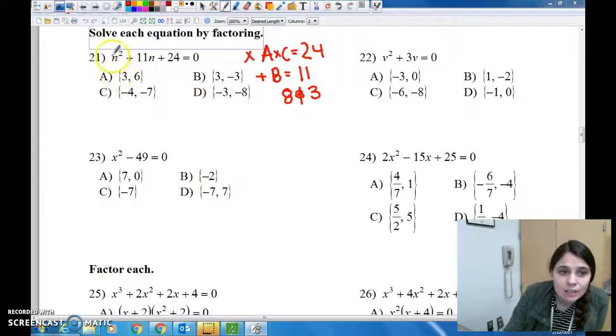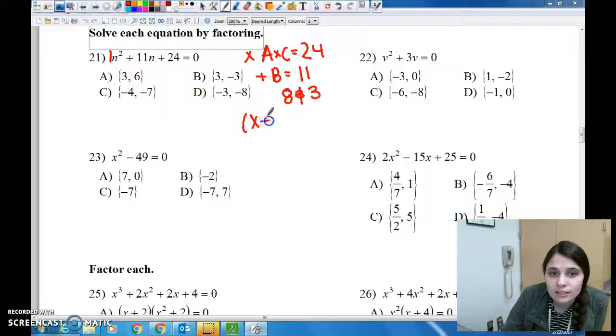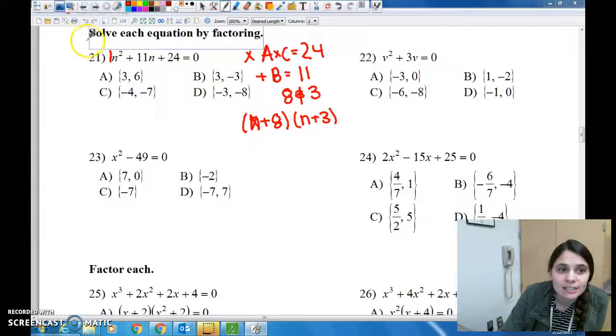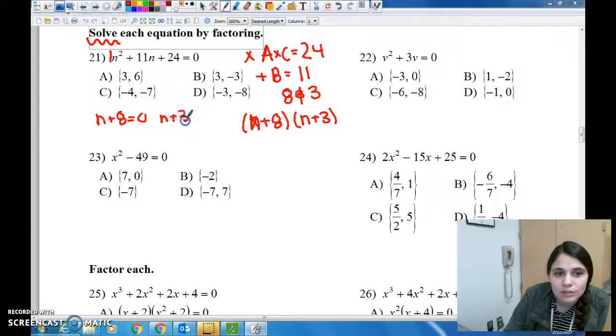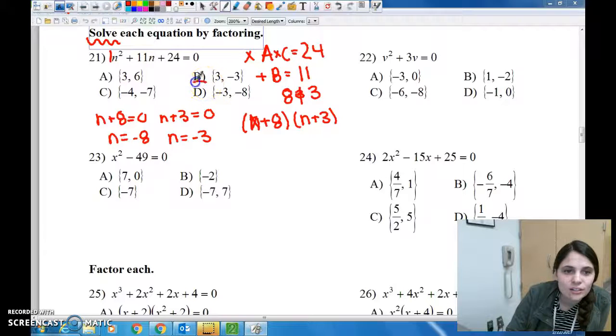And because A is equal to 1, there's no number here, I can immediately see that this factors to n plus 8 times n plus 3. So in order to find my solution, since this says to solve by factoring, I set each of these factors equal to 0. So if I set n plus 8 equal to 0 and n plus 3 equal to 0, I minus 8 from both sides, so n equals negative 8, minus 3 from both sides, n equals negative 3. So the answer to this is option D.